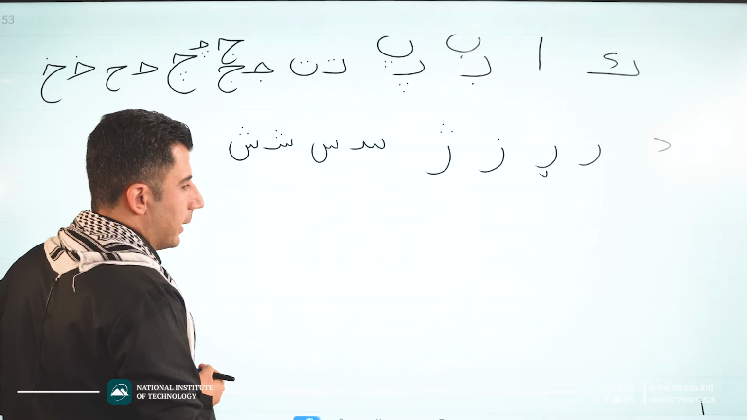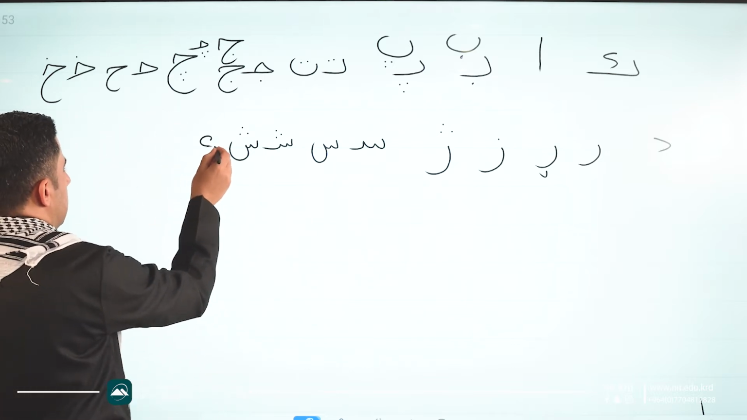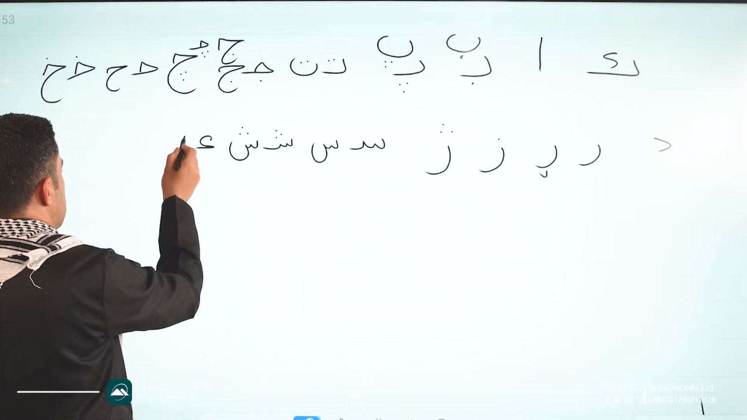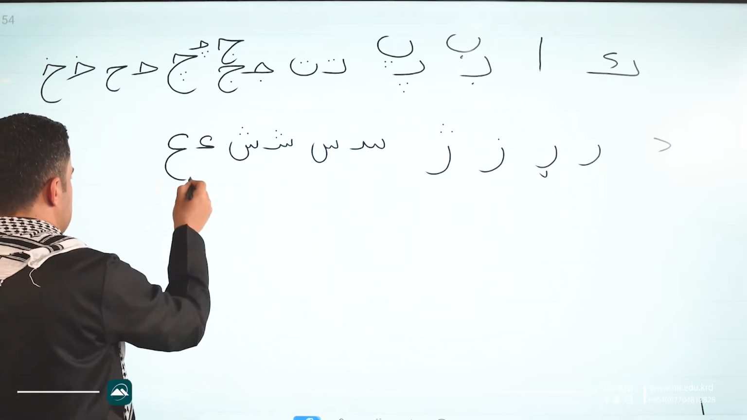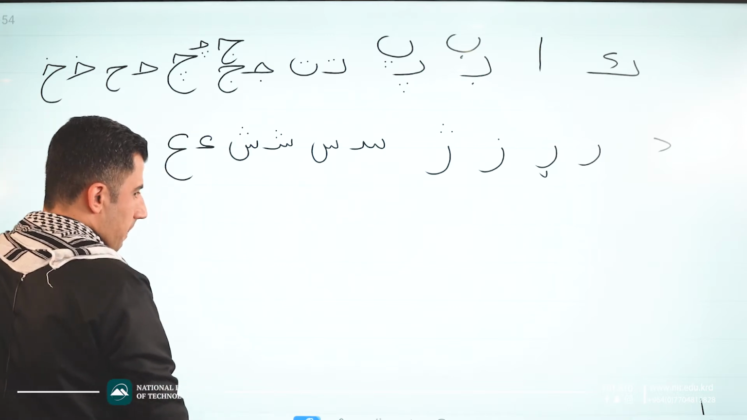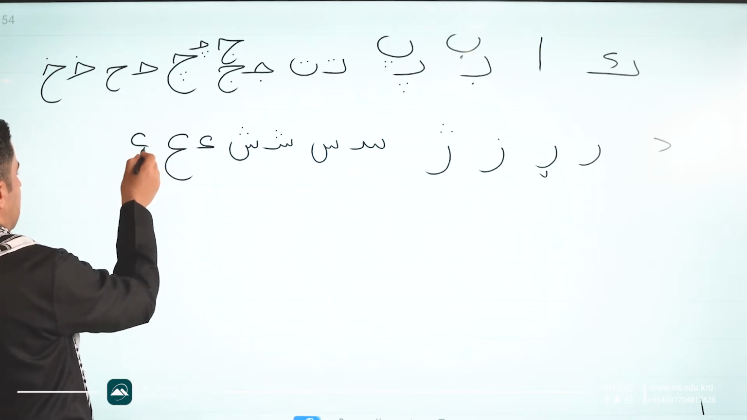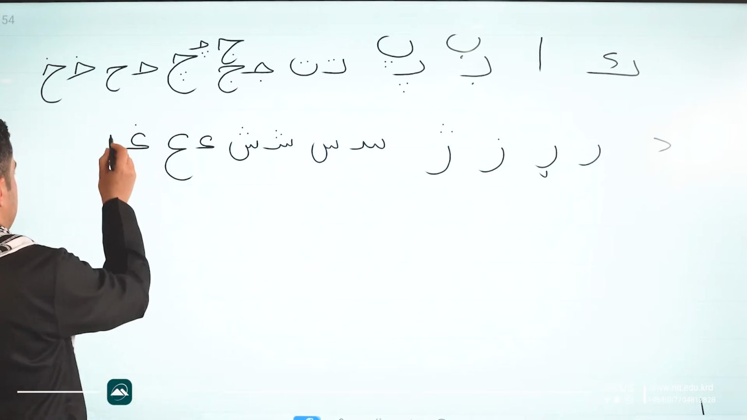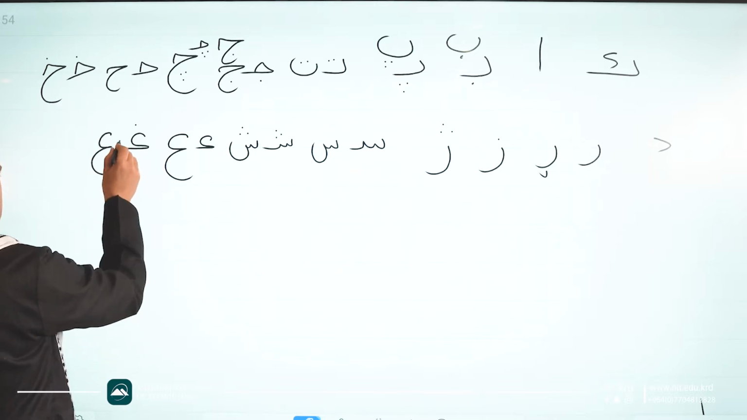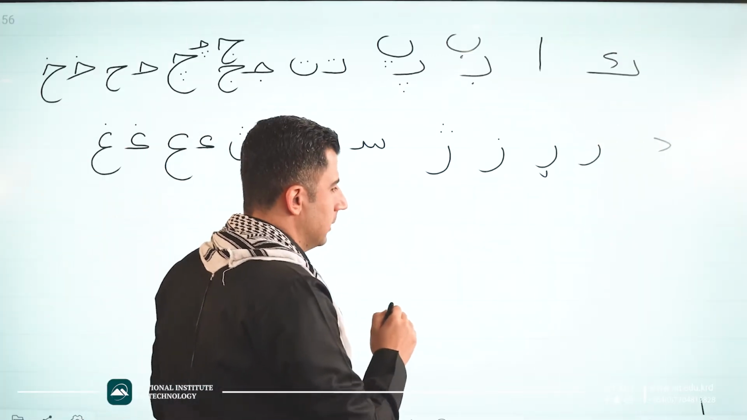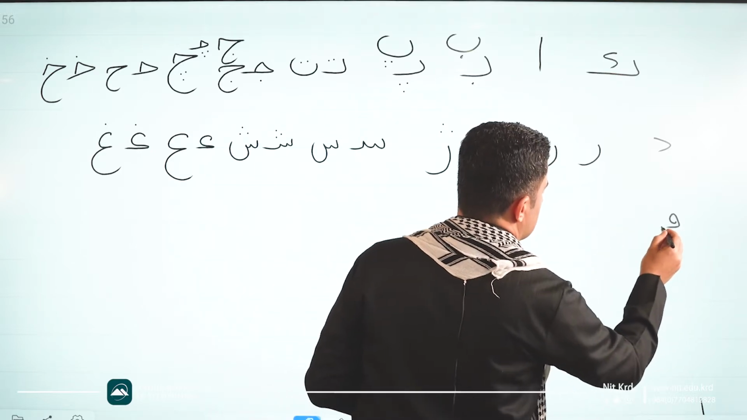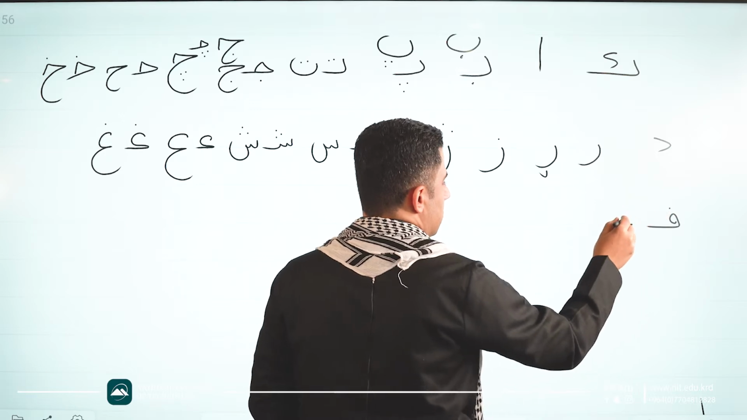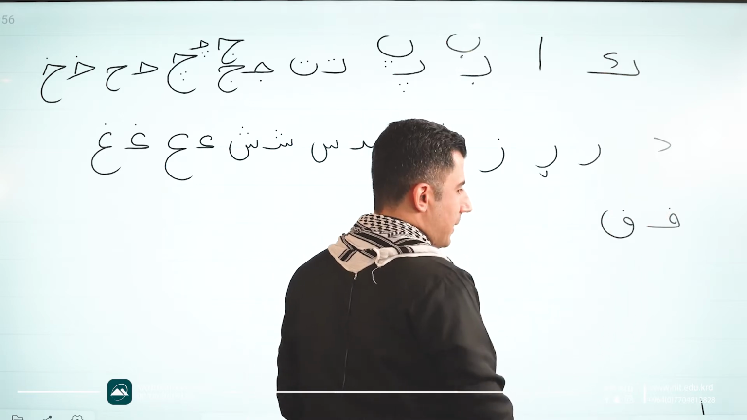Okay. After sh, we have another letter. This is for beginning and middle, but at the end, we have to write down like this. After that, we have r, that we do not have in English, this sound. Be careful. At the end of the word, we have to do like this. After r, we have f. That's for beginning and middle. This is at the end of the word.